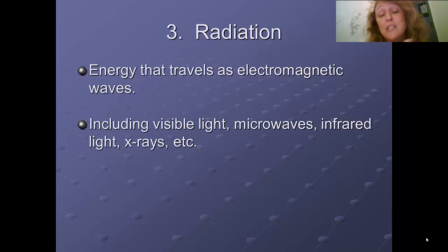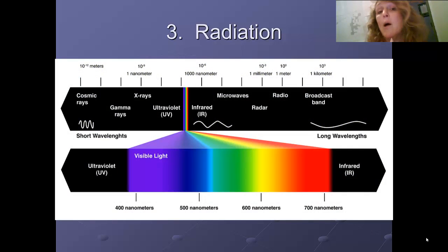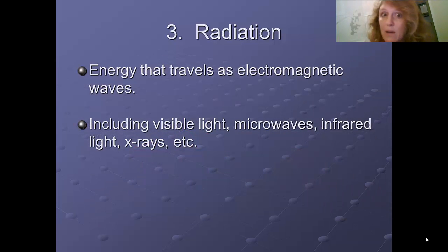Now, it's not just the sunlight that is electromagnetic waves. Visible light is electromagnetic, microwaves, infrared light, x-rays, all of this stuff on the light spectrum. All of those different kinds of waves are radiation, and that's energy traveling as electromagnetic waves, and it can happen through empty space. So, ta-da! That was all three. I need you to know these. These are important, and we're actually going to come back to these a couple of times.